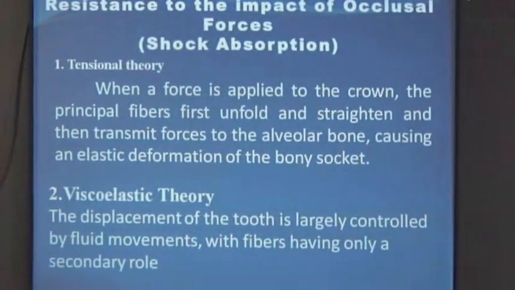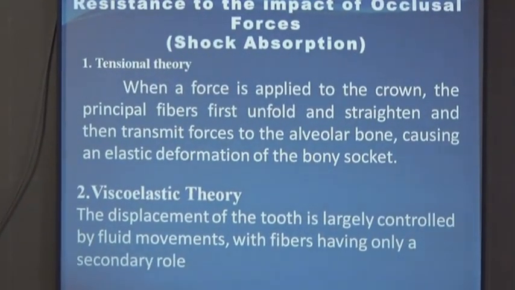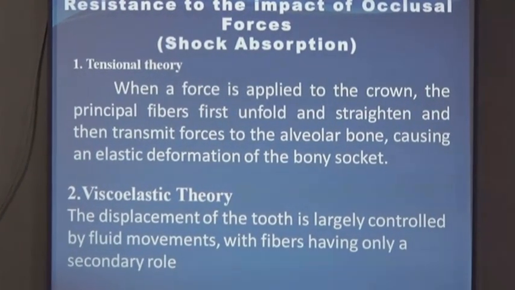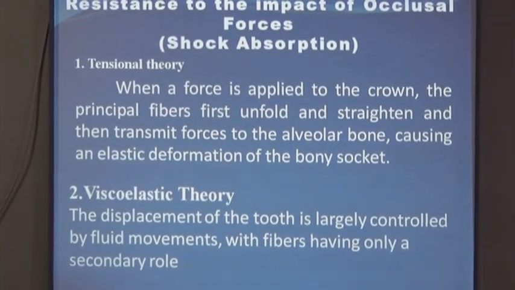See, when a force is applied to the crown, the principal fibers first unfold. Then they straighten and then transmit the forces to the alveolar bone. Doctor, are you able to understand? Please understand. When a force is applied to the crown, what happens? The principal fibers first unfold. Once they unfold, at the same time they become strengthened. That means strong also. Then what happens? It transmits the forces to the alveolar bone.